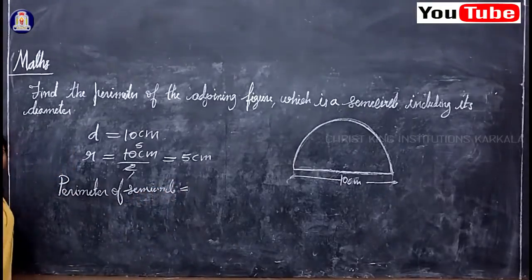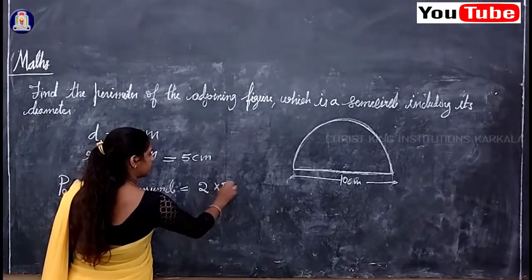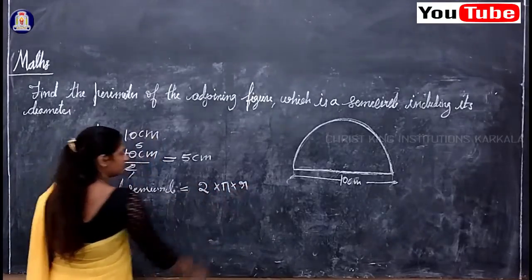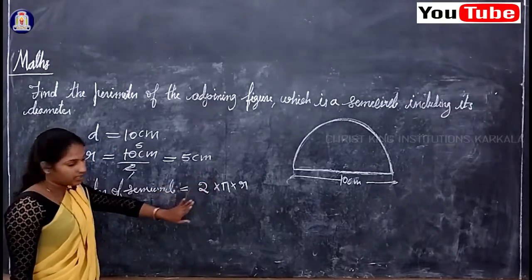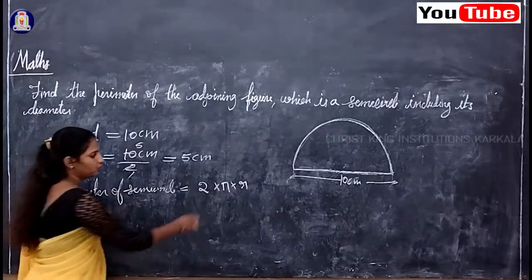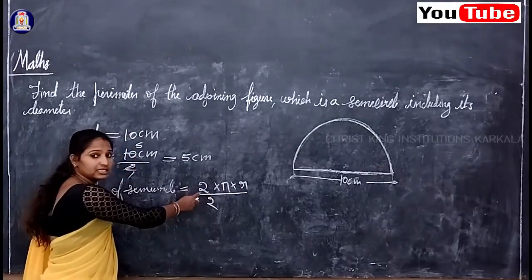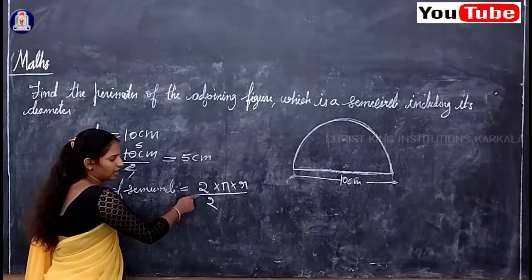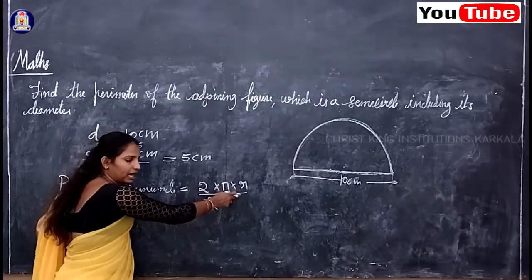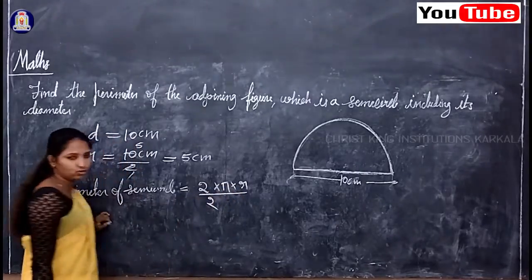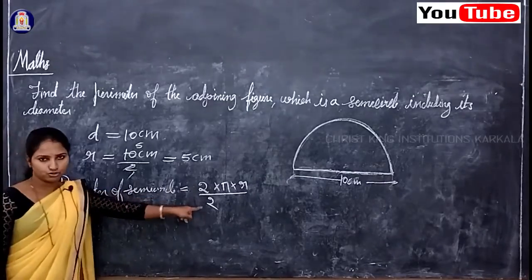Perimeter of circle is 2 pi r. So same formula, 2 into pi into r. This is the perimeter of circle, 2 pi r. And here semicircle, half circle. So you have to divide by 2, means 1 by 2, half of this circle. Perimeter of circle is 2 pi r formula, so divided by 2. Why? Because we are taking only half circle. So divided by 2. Clear?